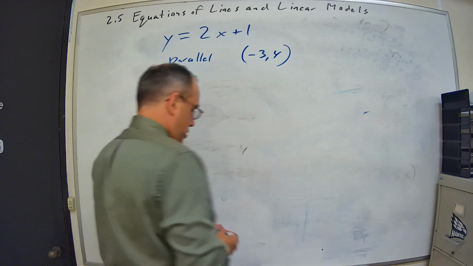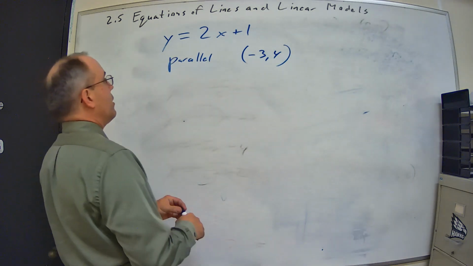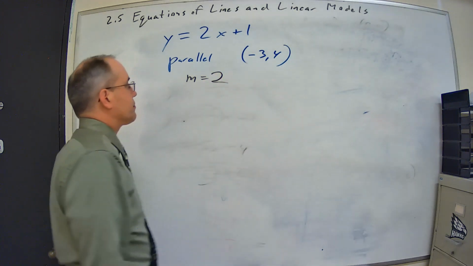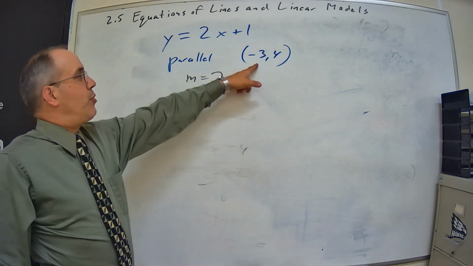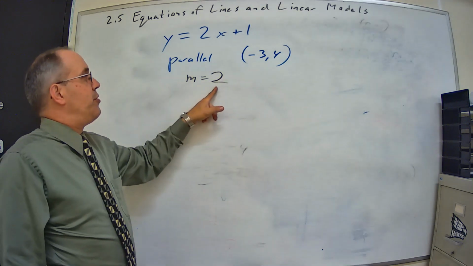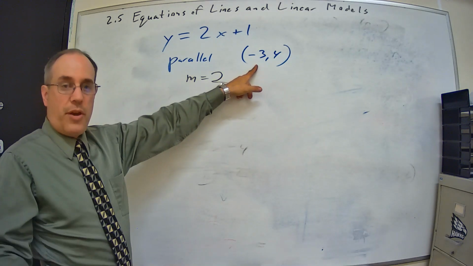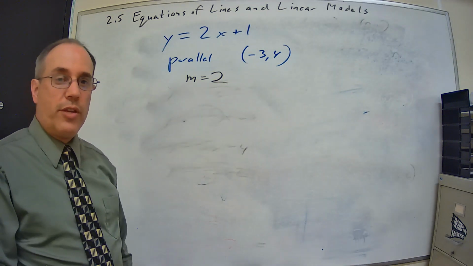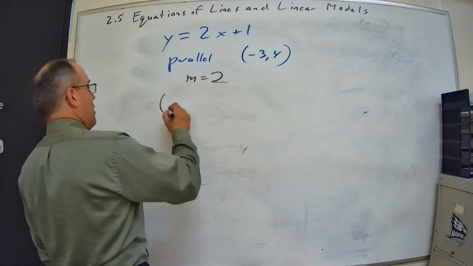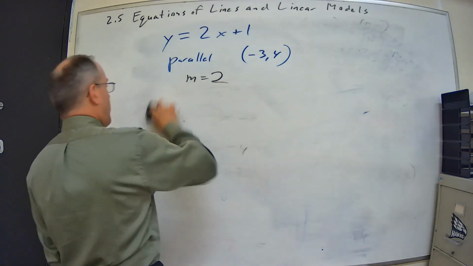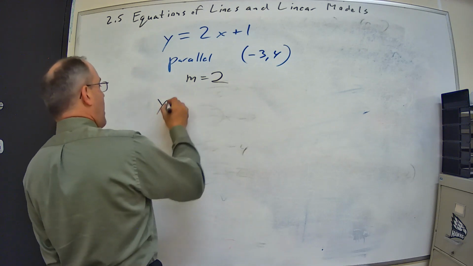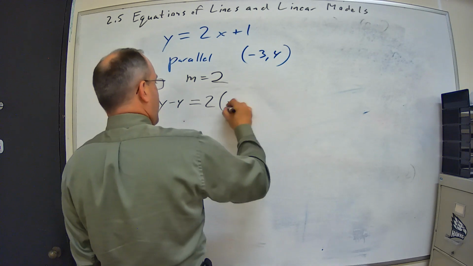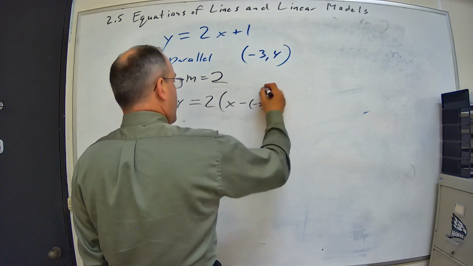I'm going to switch colors to denote that this is what we're actually doing. So we can say that the slope is 2. And we want a line with a slope of 2, because that's what it takes to be parallel, and that passes through the point -3, 4. Simply enough, we can use the point-slope form. I don't need the parenthesis there. y minus 4 is equal to 2 times x minus -3.